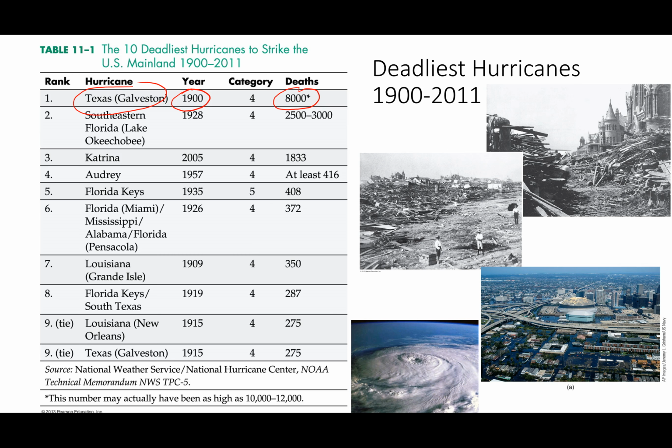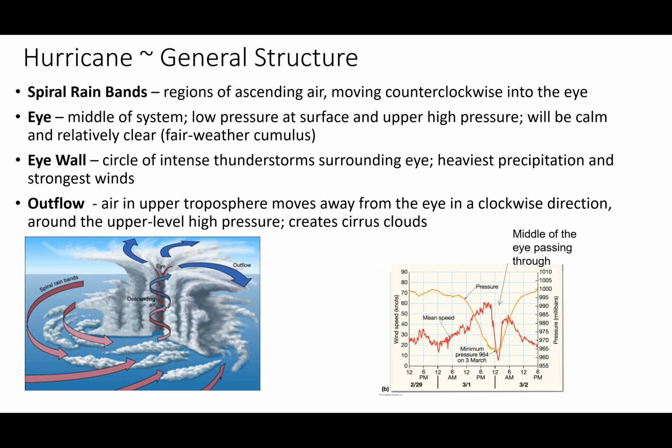Let's see, anatomy of a hurricane. Generally know the spiral rain bands, going counterclockwise around a low. We have a high pressure up here. Here's the eye. Around the eye is clear, but around the eye is the eye wall, which has your intense storms. Outflow is coming out from this high pressure up here going clockwise.